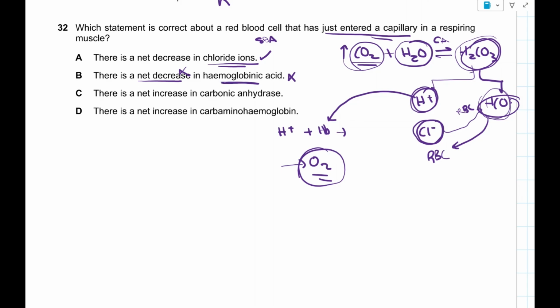Therefore, this is incorrect. C. There's a net increase in carbonic anhydrase. Okay, carbonic anhydrase is an enzyme. We know that enzymes are biological catalysts. They do not change in concentration. Therefore, this is incorrect.